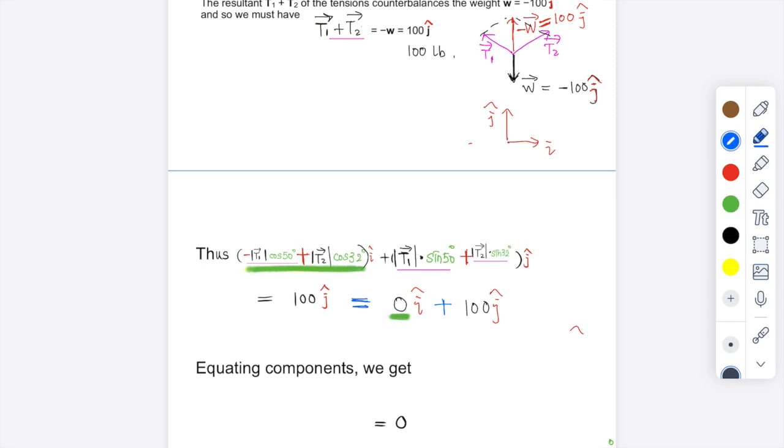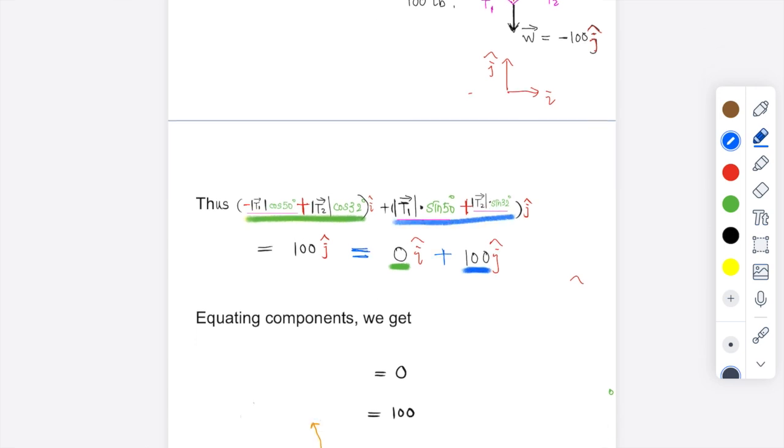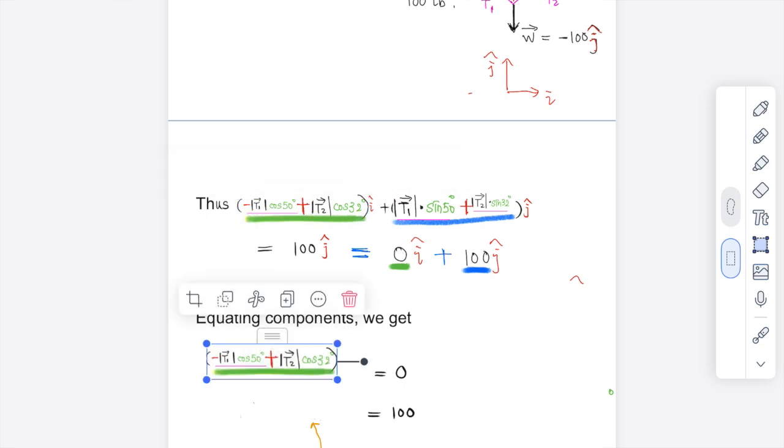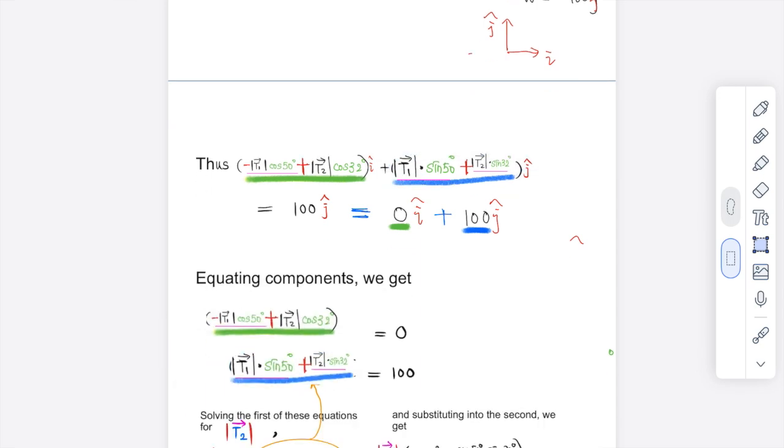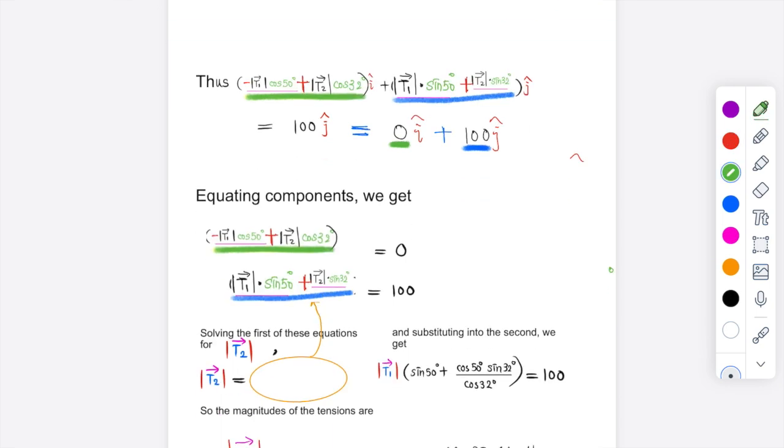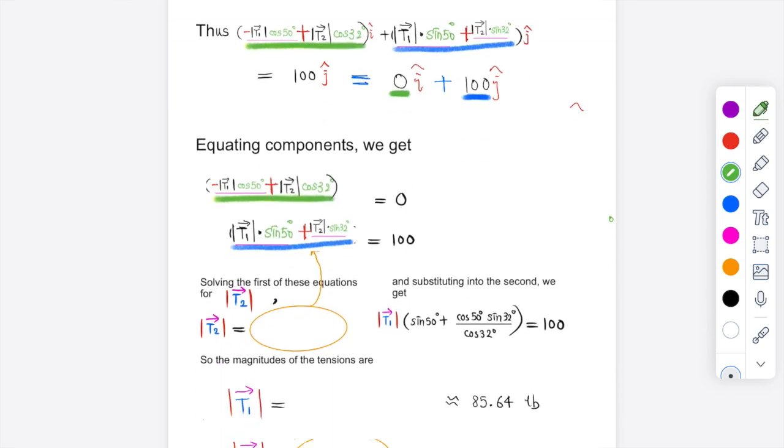And what will be this? This has to be what? 100. Yeah, you got it. Now we can just copy this. So we got this equal to 0, right? Then the second one equals 100. Then notice that over here cosine 32 degrees and so on, those are numbers, right?